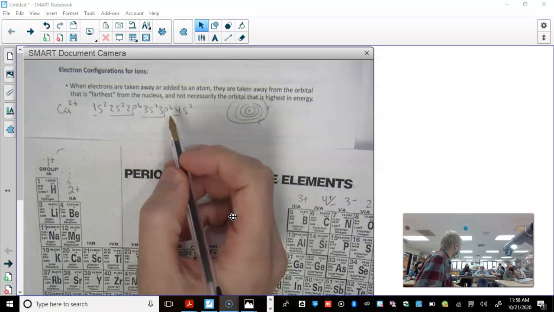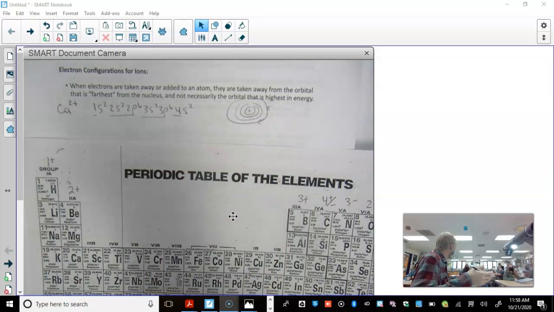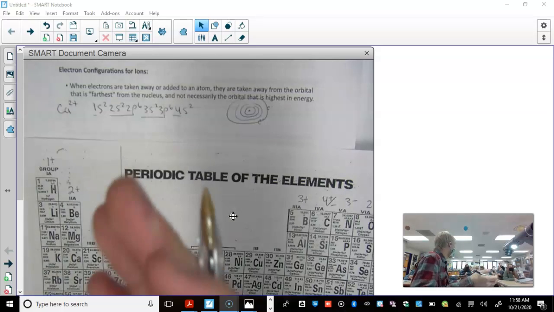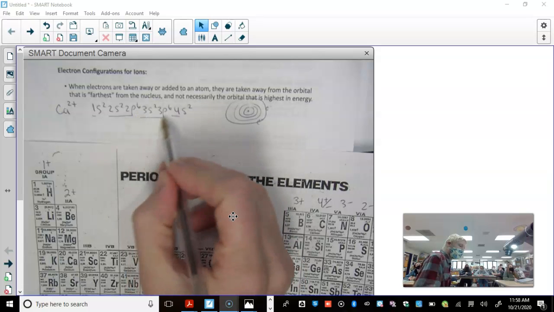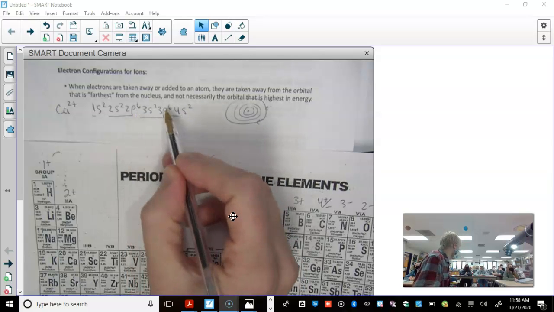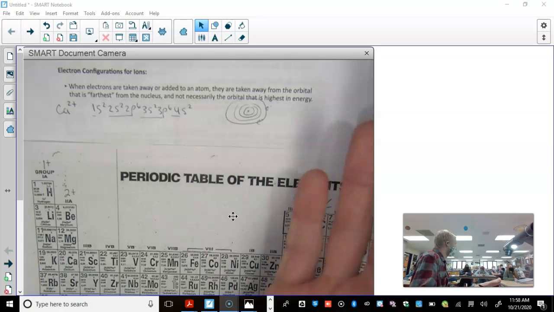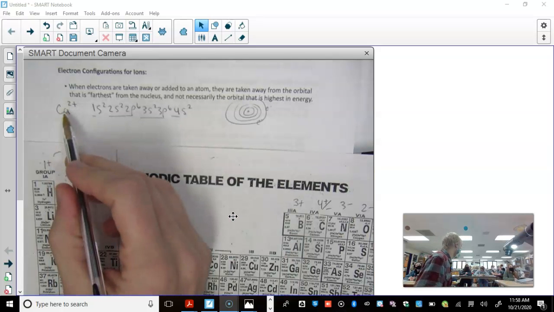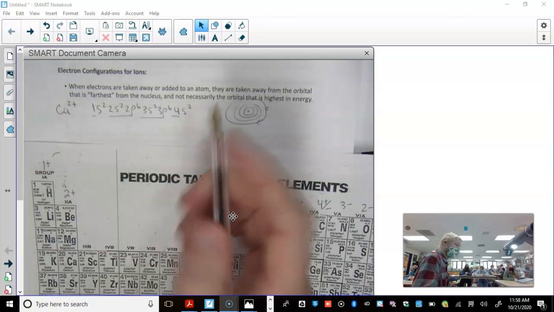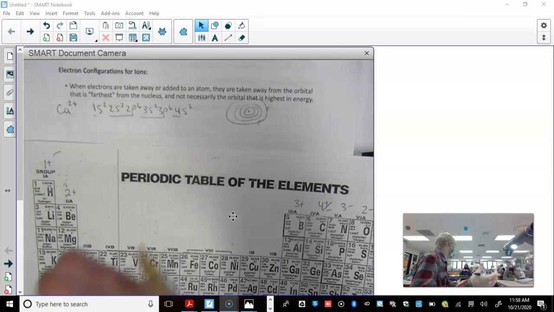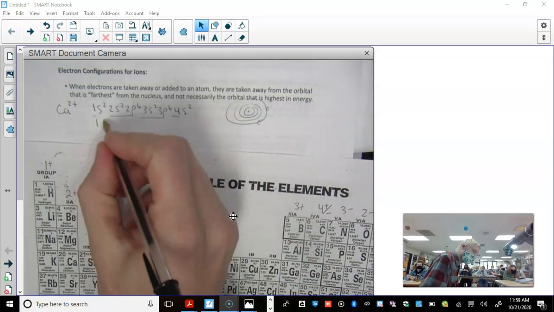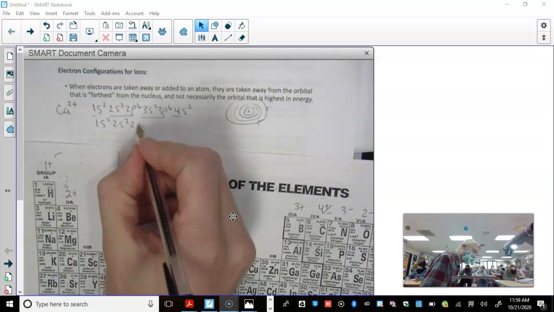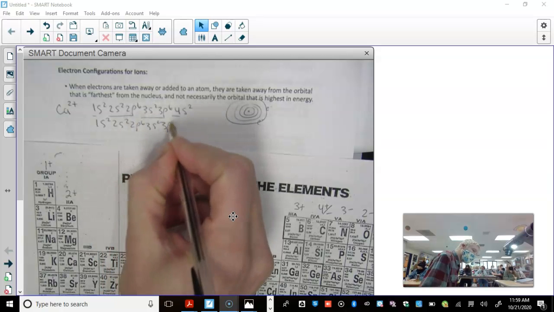You guys remember the Octet Rule? Oh, the Octet Rule is just the rule of thumb that elements want to have an overall 8 outer electrons. So if we take away these 2 electrons, the outermost valence is the third energy level, which has 8, and that's a very stable configuration. So that's why calcium always wants to get rid of 2 electrons to become more stable, because then its outer valence has 8 electrons. So technically, I would write this as 1s2, 2s2, 2p6, 3s2, 3p6.